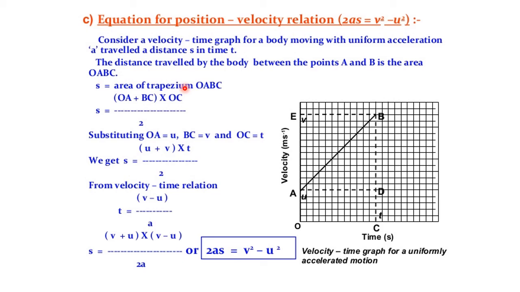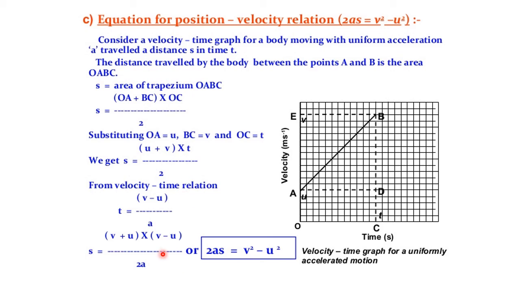Now we are going to substitute the values. OA is considered to be the initial velocity. BC is considered to be the final velocity, that is V, and OC is considered to be T. Can you understand here? T is the time taken. So now we are going to substitute these values. S is equal to, instead of OA is U, instead of BC is V, and instead of OC is T, divided by 2.